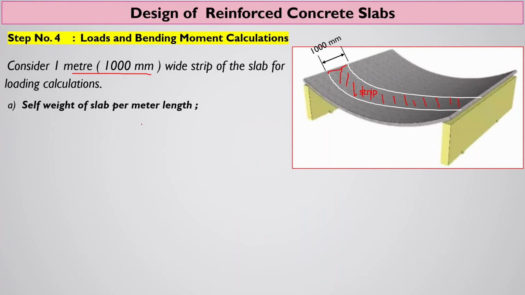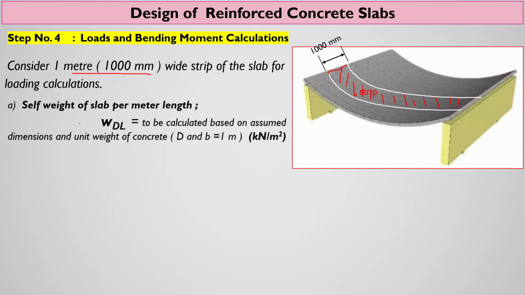So self weight of slab per meter length we can easily calculate. That will be the dead load, calculated based on the assumed dimensions and the unit weight of concrete. So that means the overall depth whatever we are able to work out, and width will be 1 meter. So this will be in units of kilonewton per meter square, because we always take 1 meter length for the consideration of the load, since you calculate self weight per meter length, and the other is 1 meter width. That's why we have taken kilonewton per meter square.